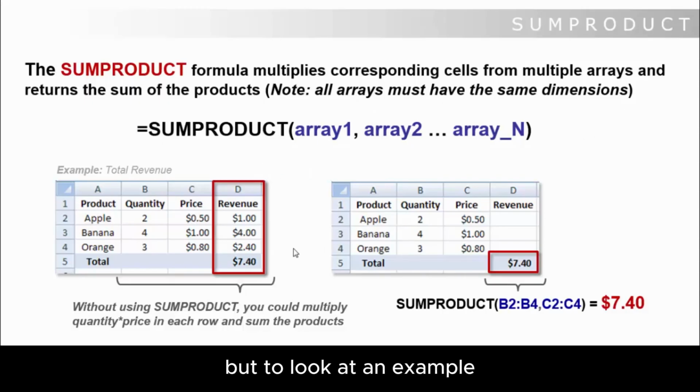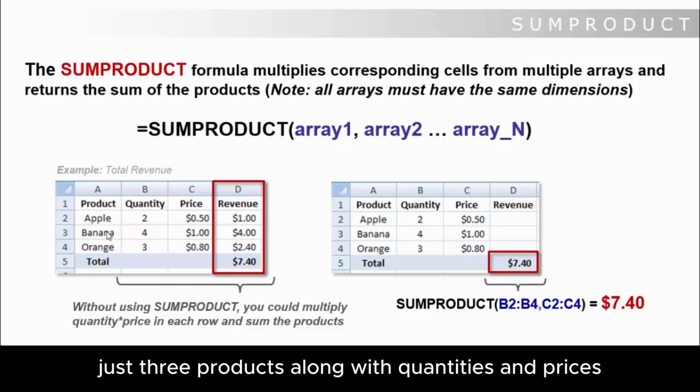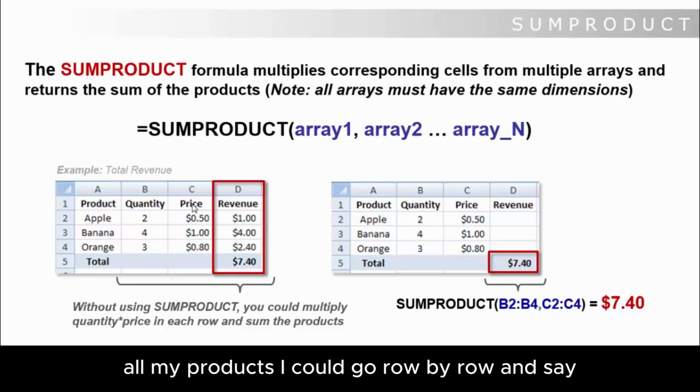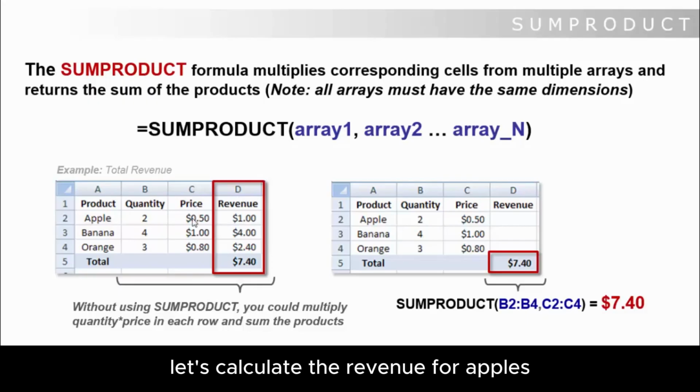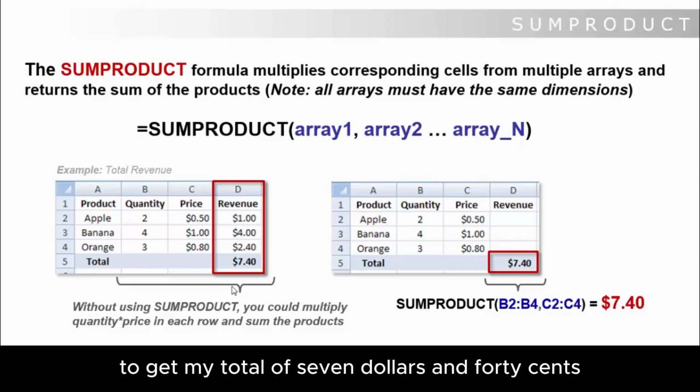But to look at an example, let's say I've got a very simple data set here, just 3 products along with quantities and prices. If I want to take the total revenue for all my products, I could go row by row and say, let's calculate the revenue for apples, 2 times 50 cents. Revenue for bananas, 4 times $1. Orange is 3 times 80 cents. And then add those product level revenues to get my total of $7.40.